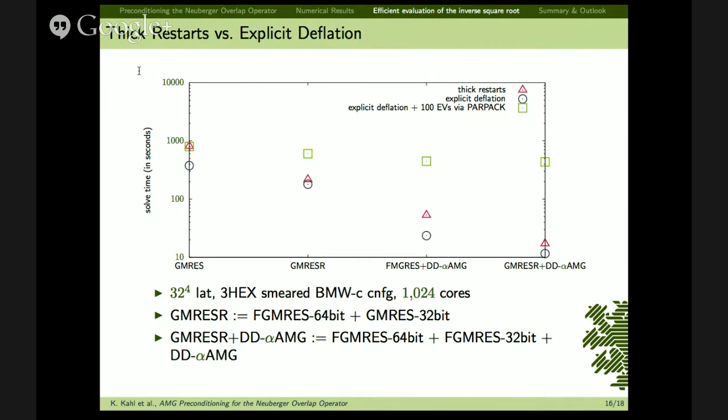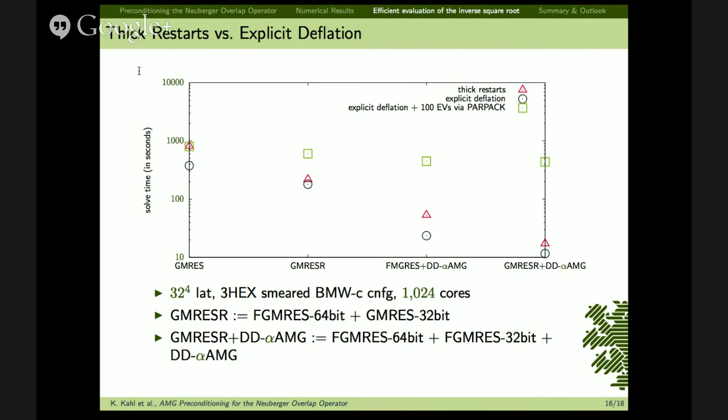And now we see that, okay, these are the methods. GMRES is just plain GMRES. Then we have GMRES-R, which is just mixed precision GMRES. And then we have FGMRES plus our preconditioner, and then the multi-precision preconditioned GMRES-R, where we have two layers of recursion, a mixed precision approach for the Neuberger operator. Basically you have the Neuberger operator in double precision, preconditioned by the Neuberger operator in single precision, preconditioned by our multi-grid method in single precision. Okay, so you have three layers of preconditioning.